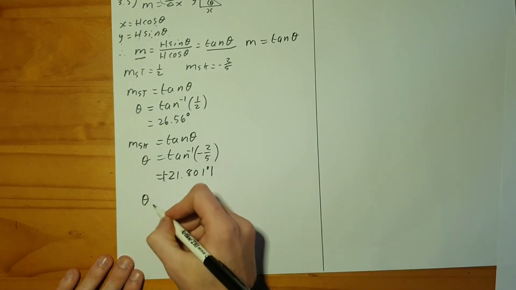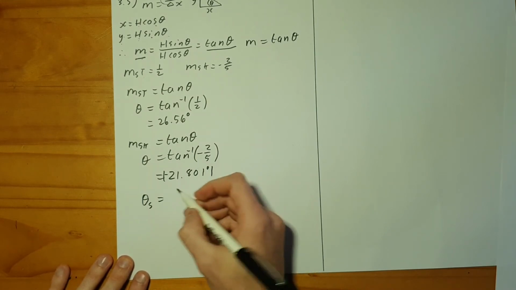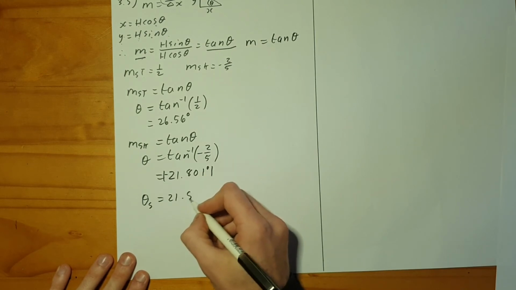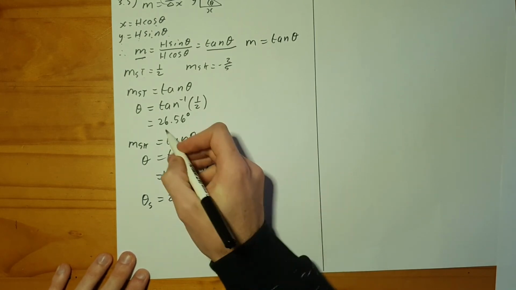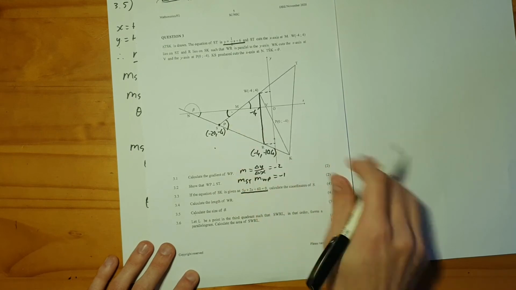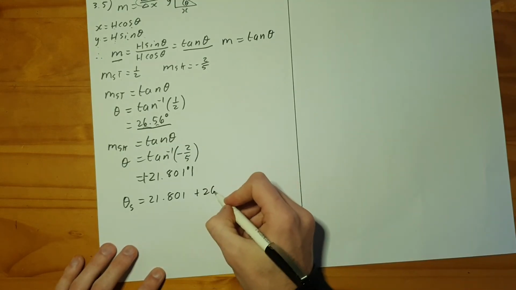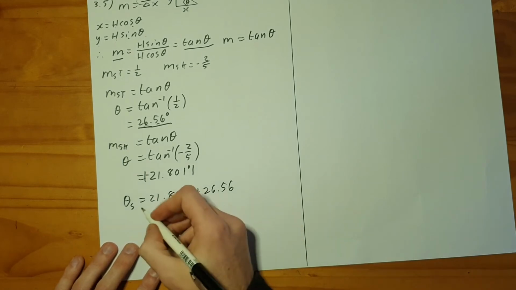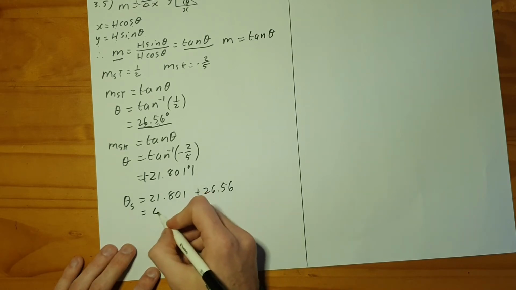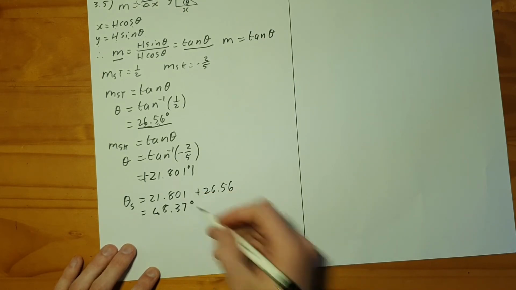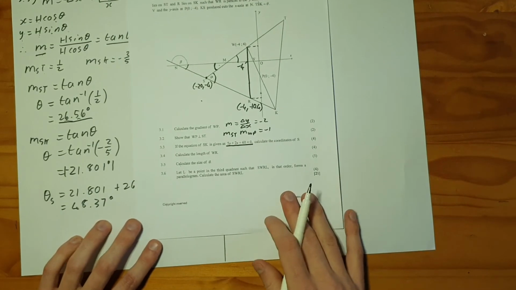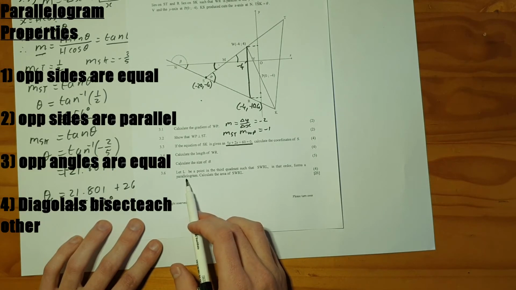So theta of S is then going to equal the absolute value of negative 21.801, which becomes positive 21.801, plus this angle over here. Why? Because the sum of these two angles equals theta. So plus 26.56, and if you add that together, you should get a value of 48.37 degrees.